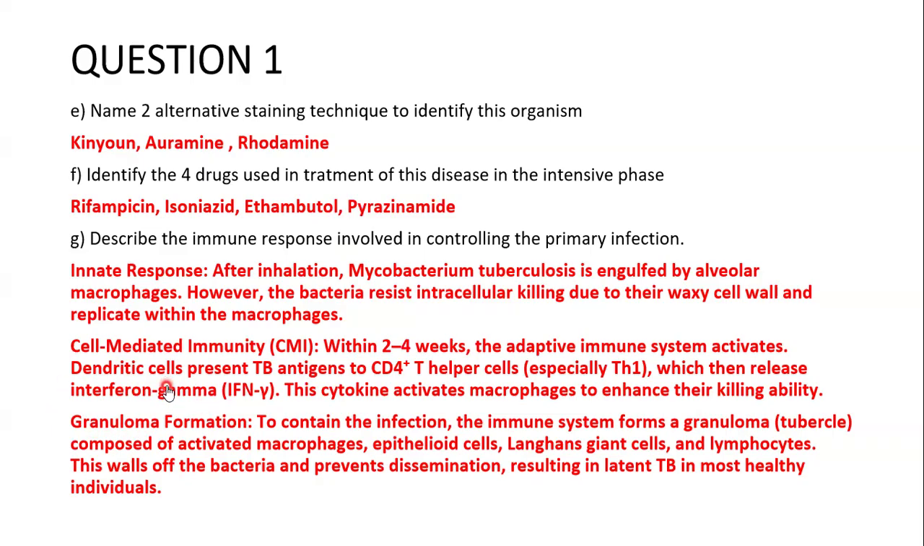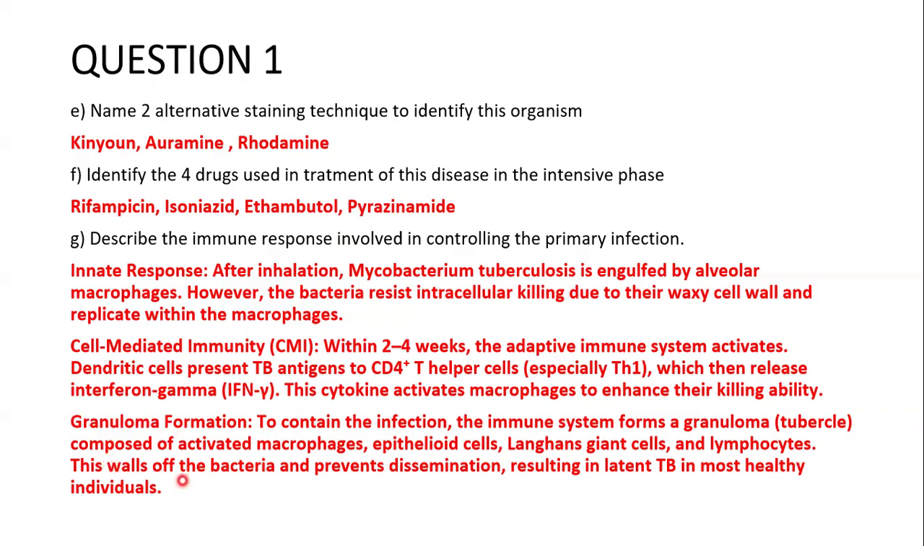Granuloma formation is very, very important. For TB, they usually call it caseating granuloma. Caseating means cheese-like appearance on the lung. So a granuloma is going to be formed, and in this granuloma there are very many things. It is composed of macrophages, epithelioid cells, Langhans giant cells, and lymphocytes. Basically, all the immune cells come and fight off that TB, leading to formation of this granuloma.